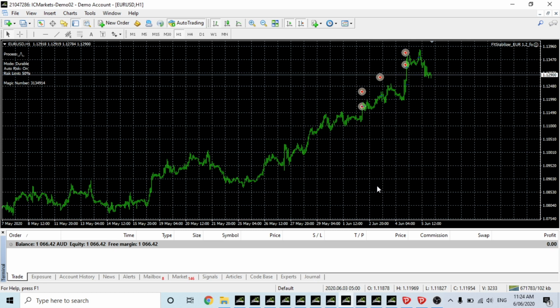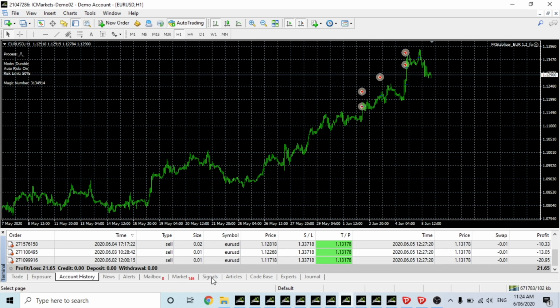So we have FX Stabilizer. I think this is only meant to trade. I don't know much about this EA. I didn't do any research, but it looks like it's meant to trade just Euro on the hour time frame. I'm not currently in any trades, but it looks like it has made some trades. So let's have a quick look.